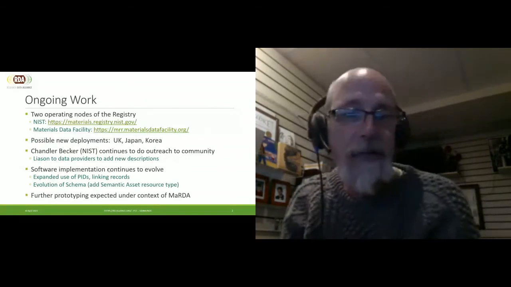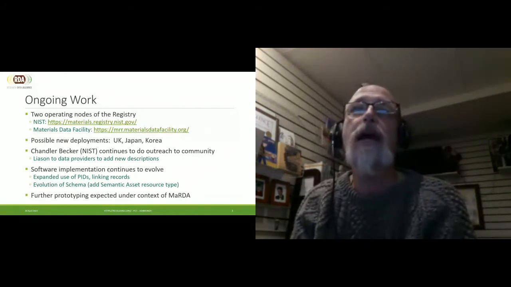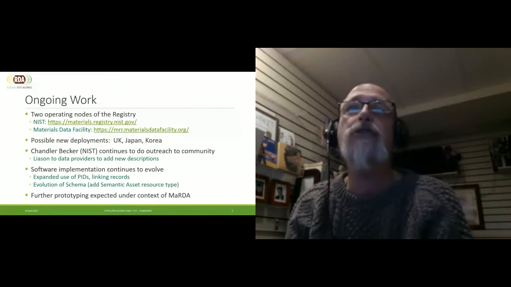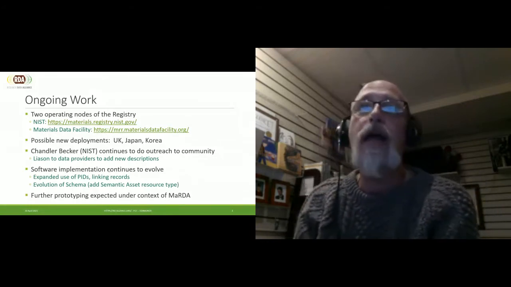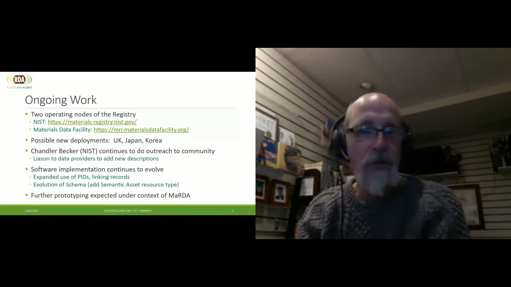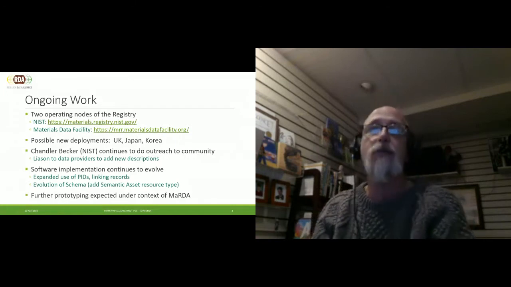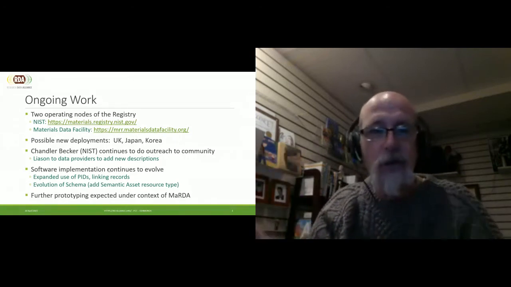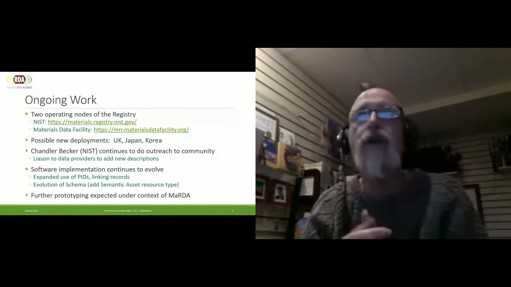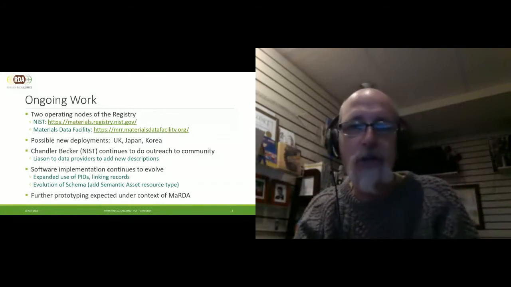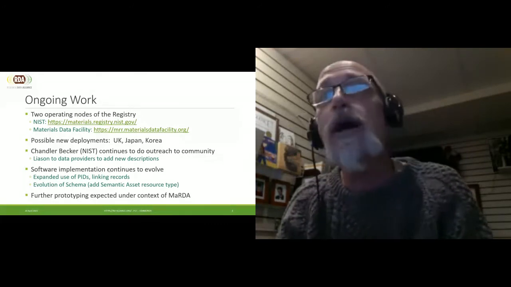There are ongoing activities related to the registry that I'd like to keep you informed about. Right now, we have 2 operating nodes of the registry, one at NIST, one at the Materials Data Facility. And we continue to talk to folks about additional new deployments into this federation. The idea is that we could have multiple registries throughout the world that are adding new descriptions of resources into the registry, but then we share all those records across the registry. So you can go to any one of them and do a search and find anything from anywhere. That's the idea.